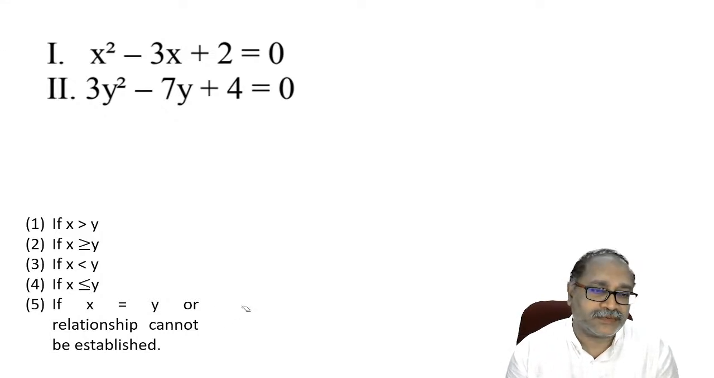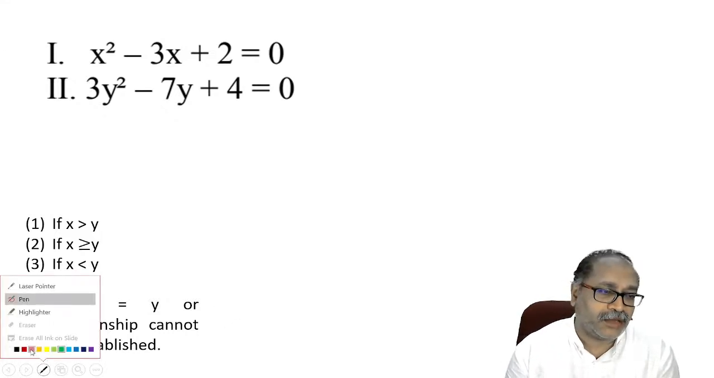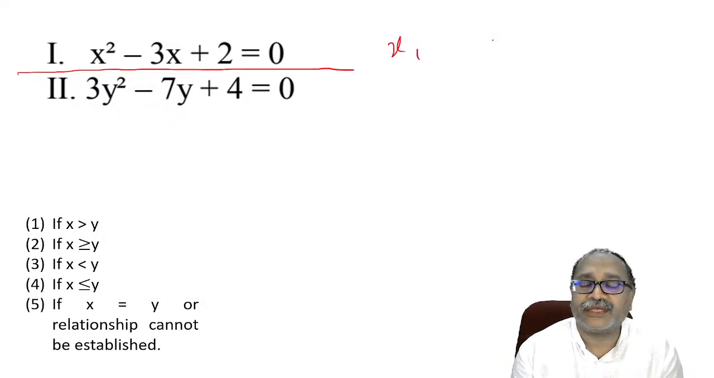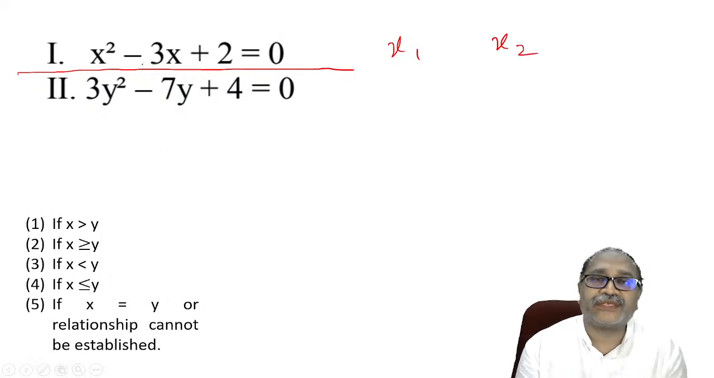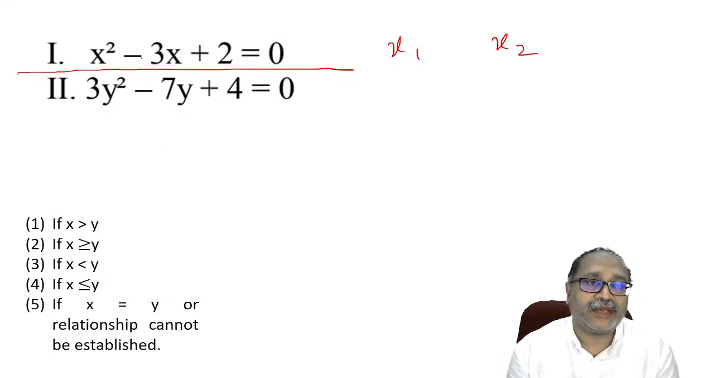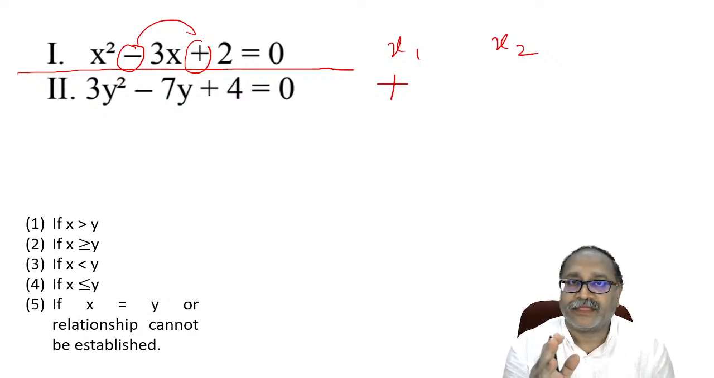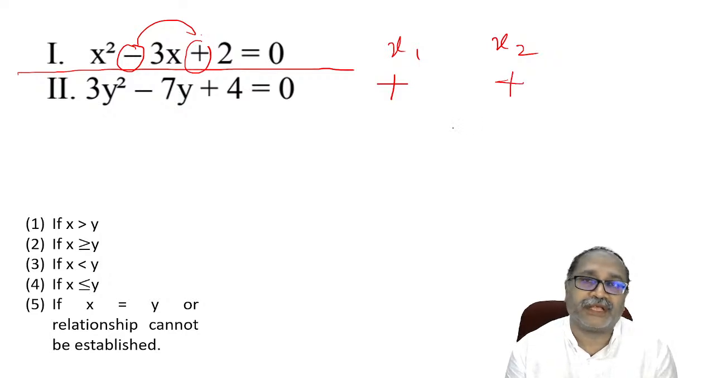I am taking this equation. I am trying to find out what is x1 and what is x2. First thing comes the sign. So here it is minus. First sign is minus, make it plus. The next sign, plus or minus, do not change. So the next sign will remain the same, plus.